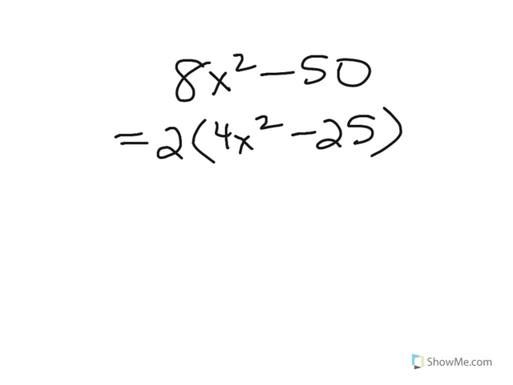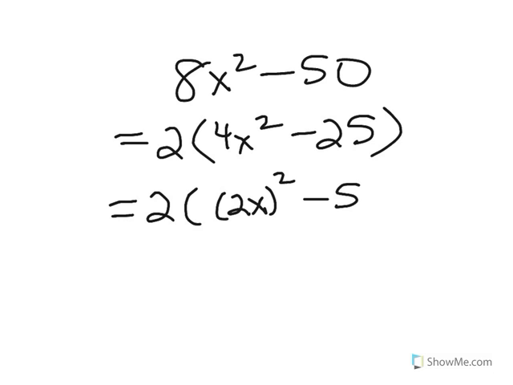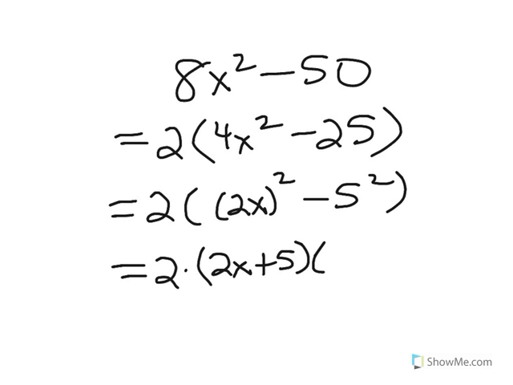Now I'm sensing that there are some square numbers in the vicinity. I think that 4x squared is a square. I think it's 2x squared. And I know that 25 is square. That's 5 squared. So that's going to be a difference of squares. That's going to be a sum and a difference of those two terms. It's going to be 2 times 2x plus 5 times 2x minus 5. And we're done. This pattern, this difference of squares pattern, always produces a factorization like that.